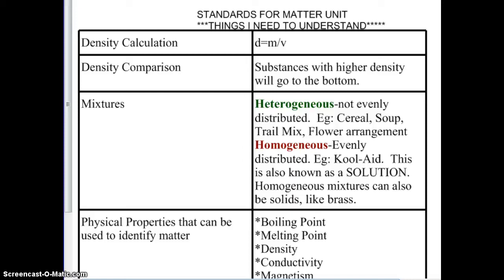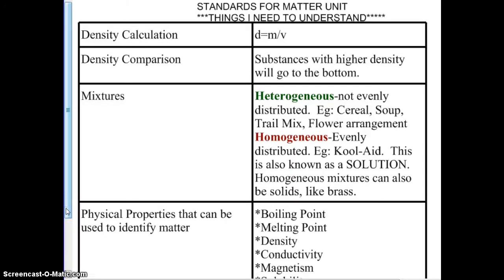You also need to be able to understand mixtures, whether it be heterogeneous or homogeneous, and you also need to be able to identify a mixture as being a solution, which is a homogeneous mixture. So you got to know that. You also need to be able to understand different examples of mixtures.